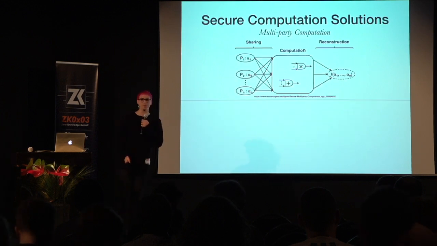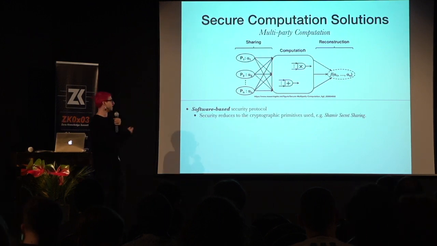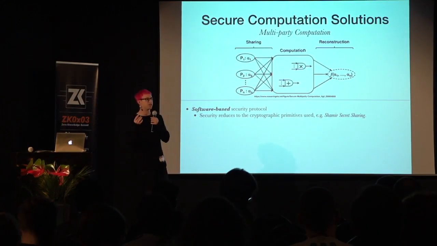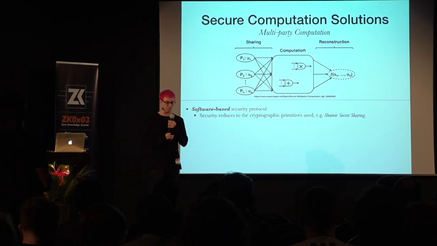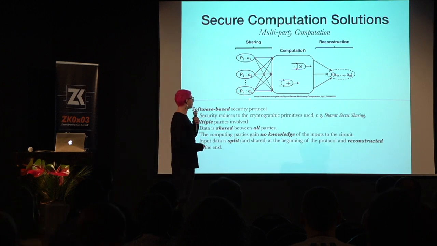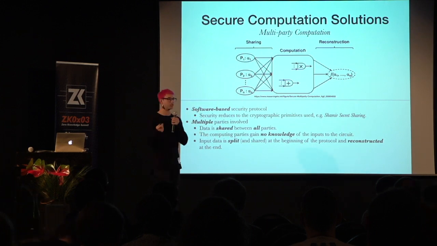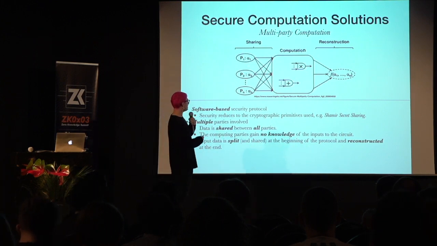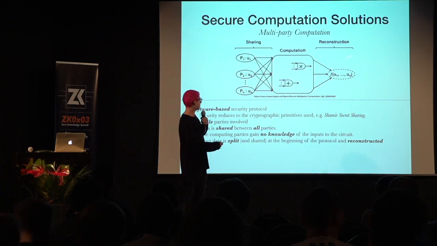To give a brief overview, talking about multi-party computation: it can be considered a software-based security protocol. The security reduces to a cryptographic primitive used. In many cases, people use Shamir secret sharing, and we can actually reduce some of the security to the mathematical properties involved. In this case, we have multiple parties that will perform a computation, and the computing parties gain no knowledge of the inputs to a specific circuit, right? So the input data in the beginning is split and then shared across all these computing parties. And at the end, it's reconstructed by somebody.